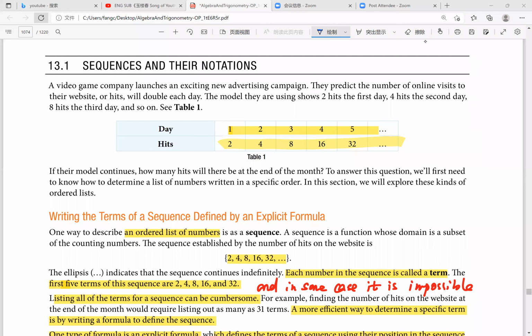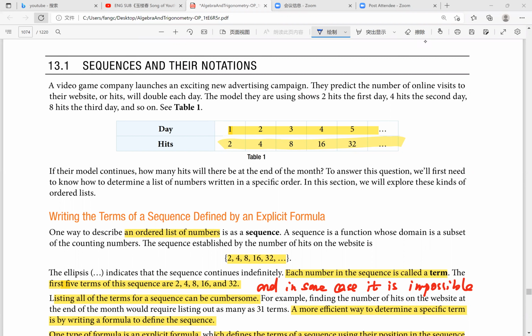Today we are going to learn chapter 13, lesson 1, sequences and their notations. So first, let's see what a sequence is. The definition of a sequence is an ordered list of numbers. So any ordered list of numbers, we call it a sequence.